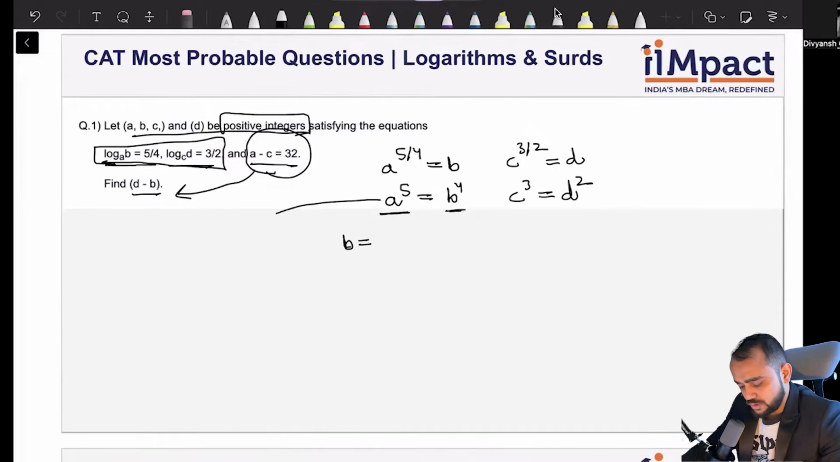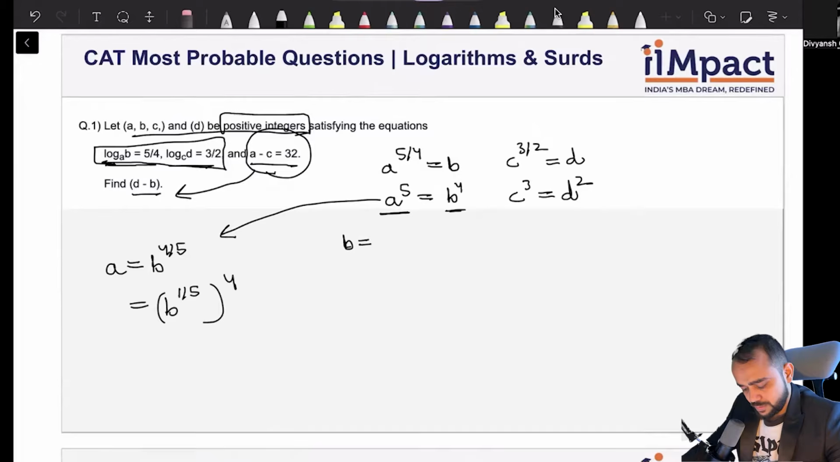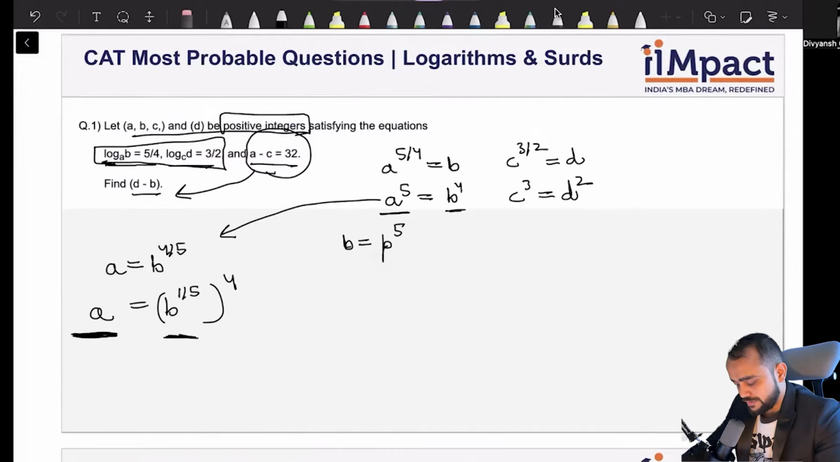A quick way to think this is A is equal to B to the power 4 by 5, or B to the power 1 by 5 raised to the power 4. Now, if A is an integer, this entire thing will also have to be an integer. Otherwise, it raised to the power 4 will not give you an integer, which means I can write B as P to the power 5. Similar reasoning here, I can write D as K to the power 3.